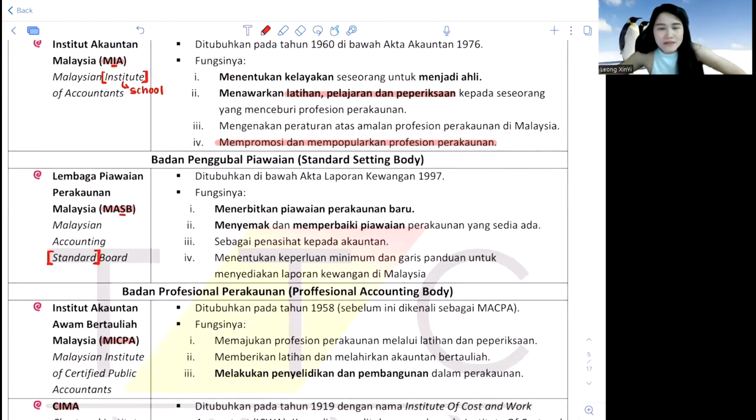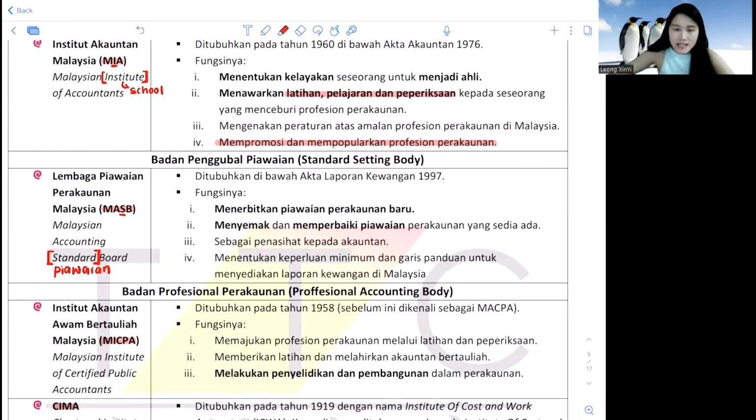Okay, so standard means, like example, I'm telling you to be an accountant, you need to follow this rule. So it is our standard to be an accountant. So then here, the BM term for standard is piawayan. So you just need to remember piawayan for MASB. It will always mention this word.